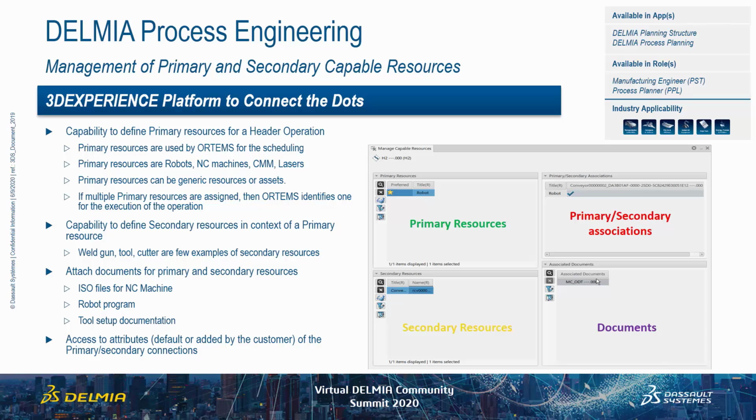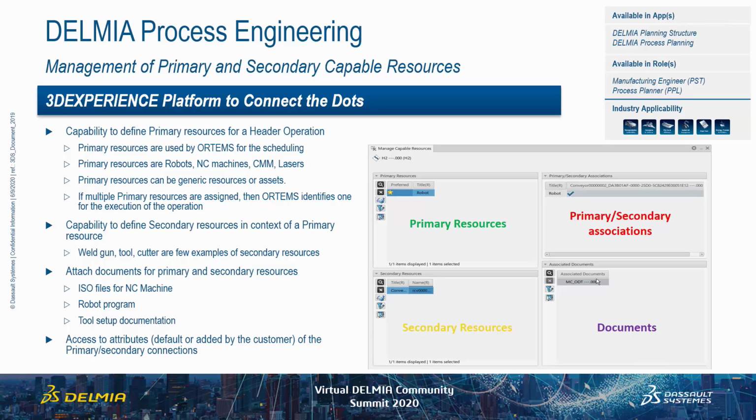Another enhancement, which is also related to the end-to-end continuity and the connectivity with Ortems and Apriso, is the capability of defining a different kind of capable resource, not only one type, but two types actually, primary and secondary. Primary are used by Ortems at the end for scheduling, and these are the ones that are gonna execute the operation itself.